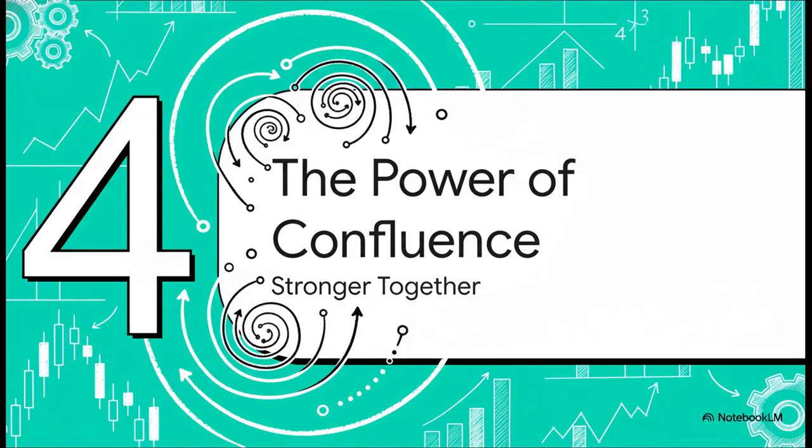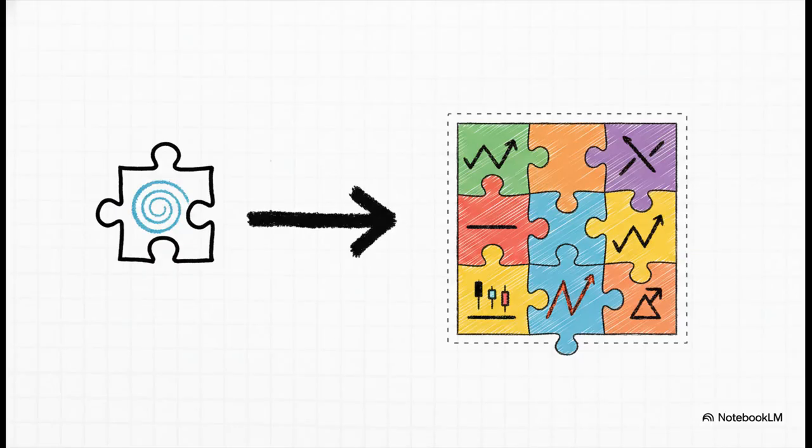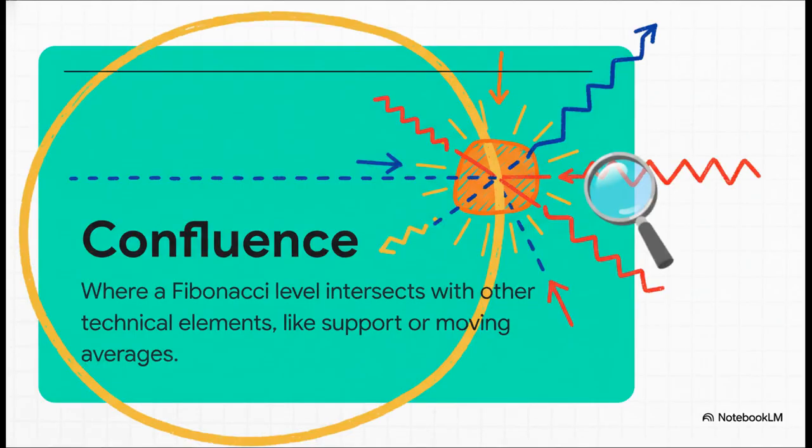But here's where we move from the basics to a more advanced strategy. Just using Fibonacci levels all by themselves can be a bit risky. Their real power gets unlocked when you start combining them with other tools. A good way to think about it is this. A Fibonacci level is one piece of evidence. It's a clue, but you don't want to make a big decision based on just one clue, right? You want to find other clues that all point to the same conclusion. And that's what we call confluence.